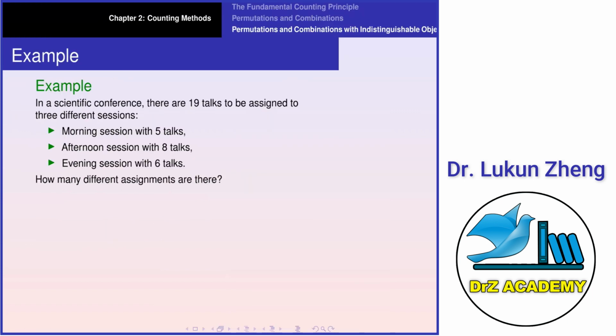Consider this example. In a scientific conference, there are 19 talks to be assigned to 3 different sessions: morning session, afternoon session, and evening session. How many different assignments are there? You have 19 talks, and you put them into assignments. If they're in the morning session, we just put 5 in the morning session. We don't care about order within this morning session. So this is the question. Because it's a partition, let's consider the solution. This is a partition problem.